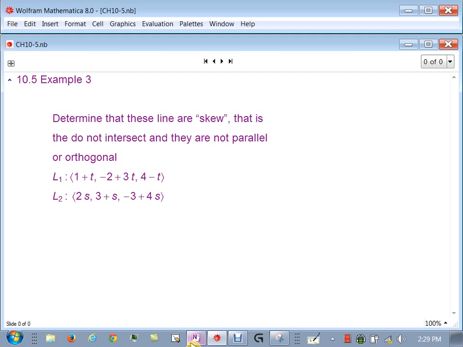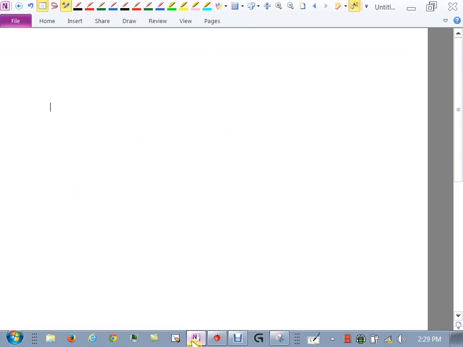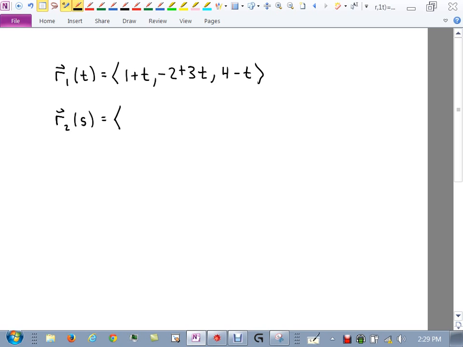How are we going to do this? I'm going to start labeling things. I'm going to call R1 of t equal to this first one: 1 plus t, negative 2 plus 3t, and then 4 minus t. And then the other one I'm going to call R2, and I have to use s, not t: 2s, 3 plus s, negative 3 plus 4s.